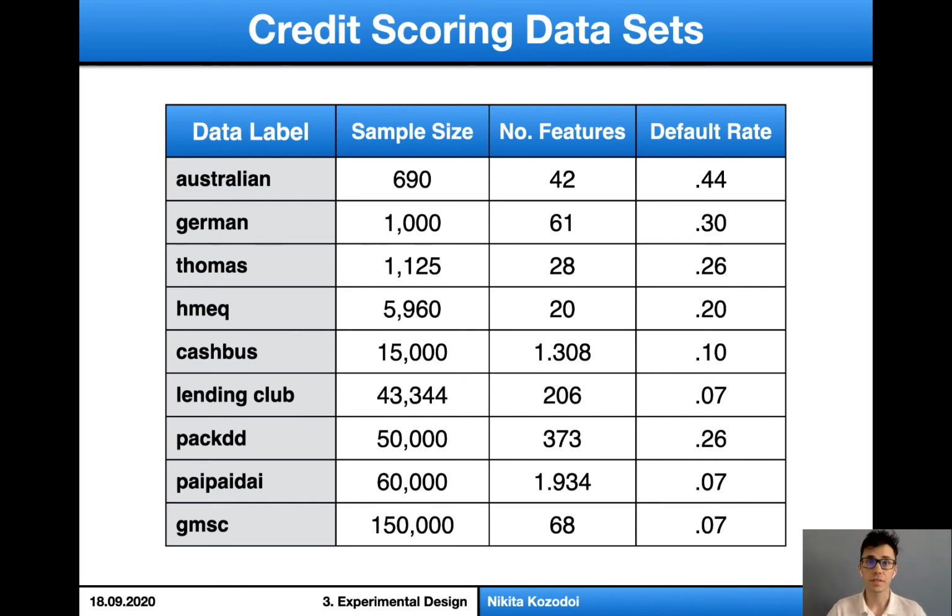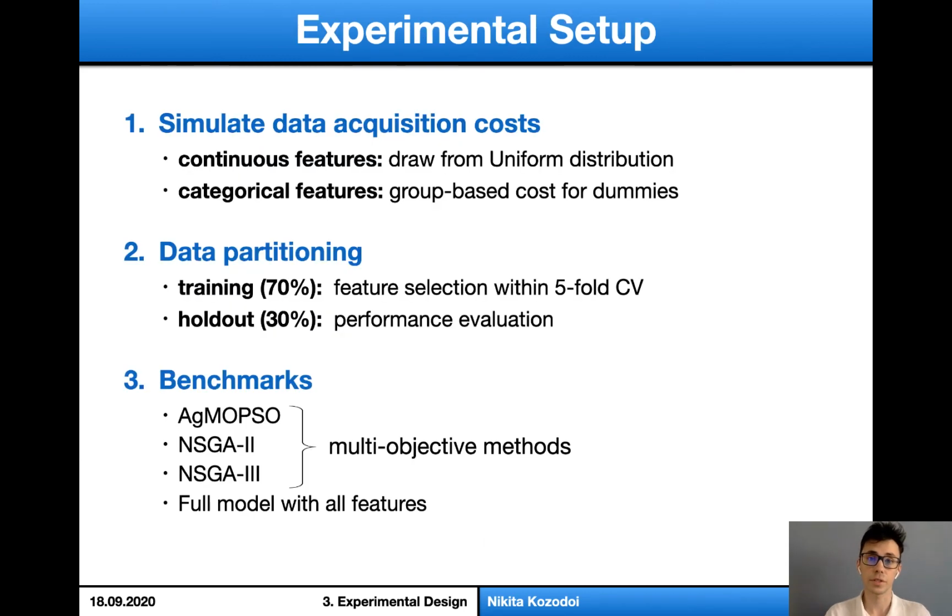On each dataset, we use the same modeling pipeline to perform experiments. First, since information about data acquisition costs is not available on all datasets, we simulate acquisition costs. For each continuous feature, we draw cost from a uniform distribution. For each categorical feature, we do the same and implement the group-based cost for dummy features coming from a given categorical attribute.